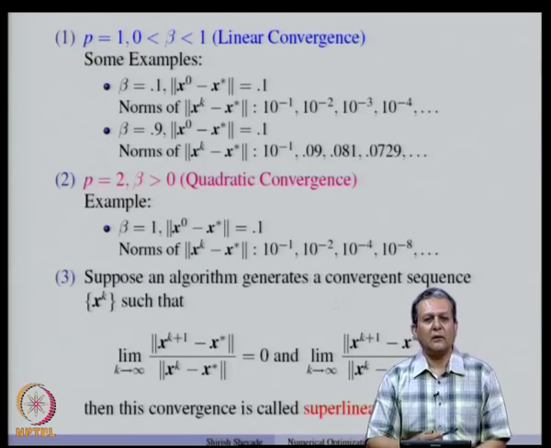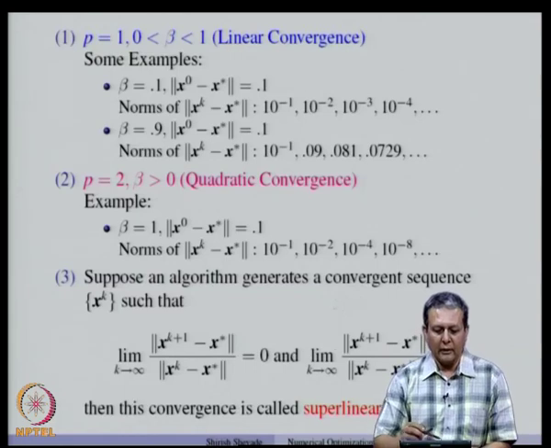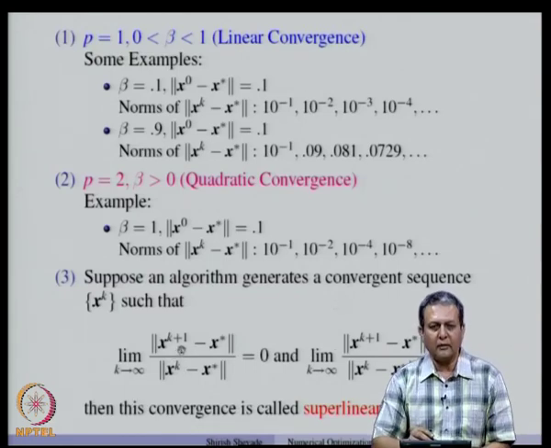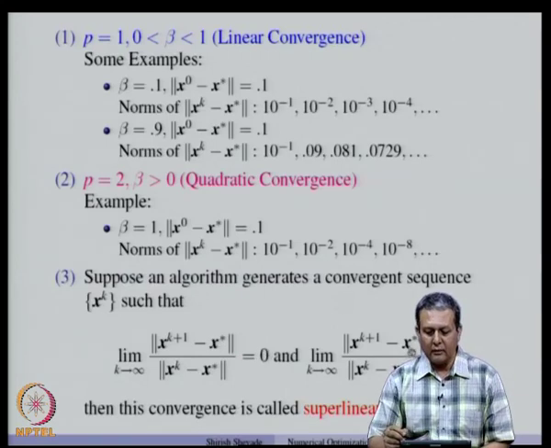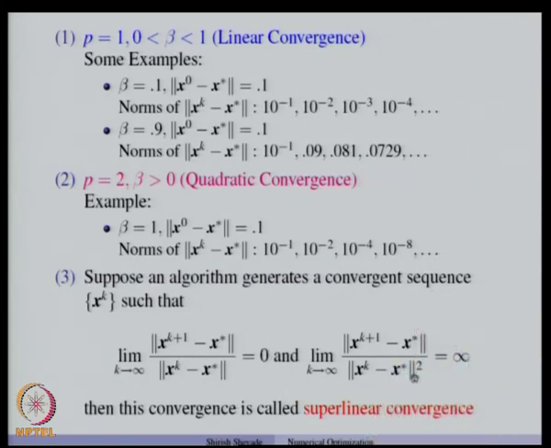Now, there exist some algorithms where, if we take the ratio of norm of xk plus 1 minus x star and xk minus x star, as k tends to infinity, this ratio goes to 0, and norm of xk plus 1 minus x star divided by norm of xk minus x star square, that ratio goes to infinity. Then this convergence is called superlinear convergence. So, this convergence is in between the linear and quadratic. Many optimization algorithms that we are going to study have this superlinear convergence.